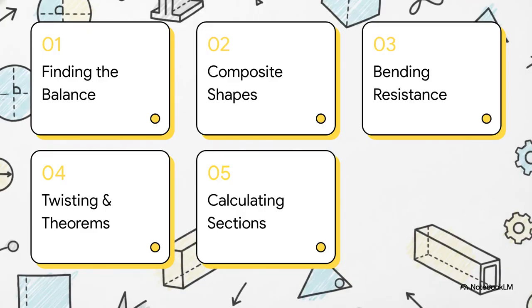Here's a quick roadmap of where we're headed. First, finding the balancing point. Then, tackling composite shapes. Next, resistance to bending. After that, twisting and axis theorems. And finally, we'll wrap up by calculating structural sections.